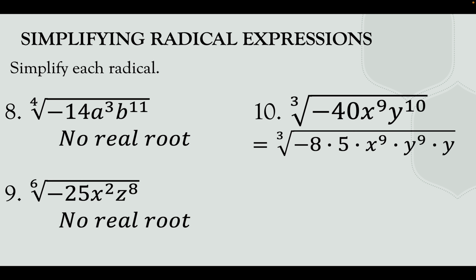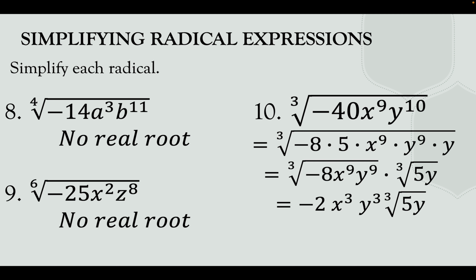So we need to factor negative 40. We have negative 8 times 5, since negative 8 is a perfect cube, and then x raised to 9, and then factor y raised to 10. We have y raised to 9 times y. So we have here cube root of negative 8 x raised to 9 y raised to 9 times cube root of 5y. So cube root of negative 8, we have negative 2.